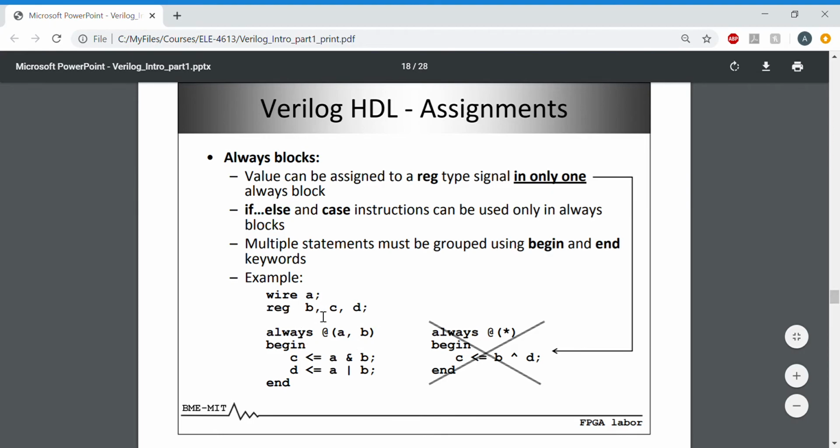So here, every time A or B changes, change the value of C and always make it A and B, and D, make it A or B. That's what you are describing here, in the same always block. And this is called non-blocking assignment, which means the assignments to C and D happen in pure parallelism.